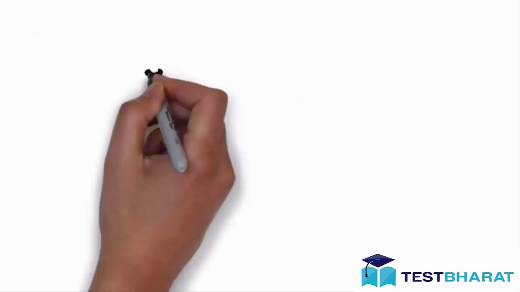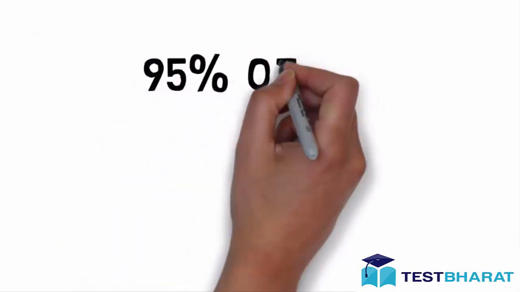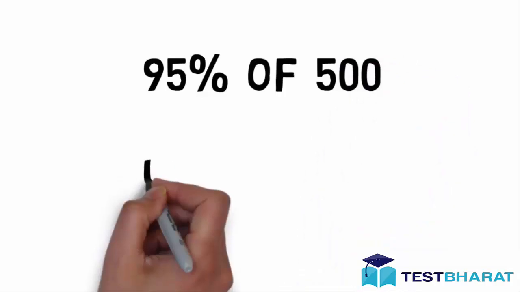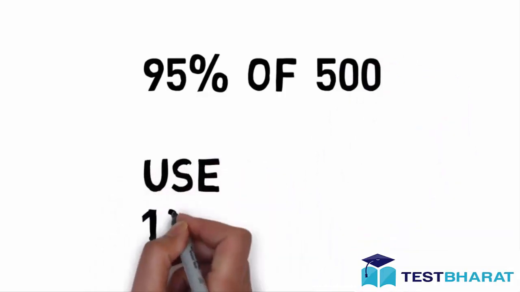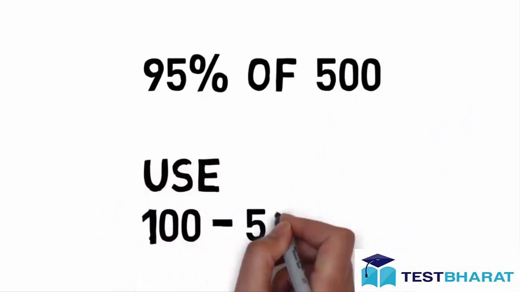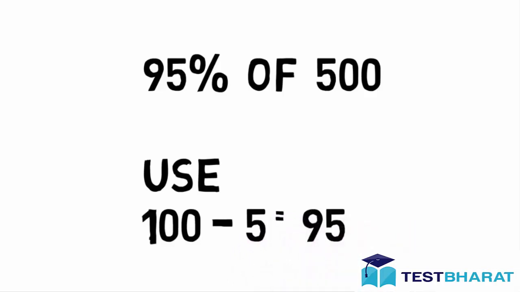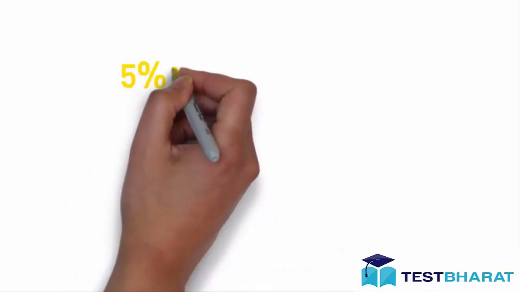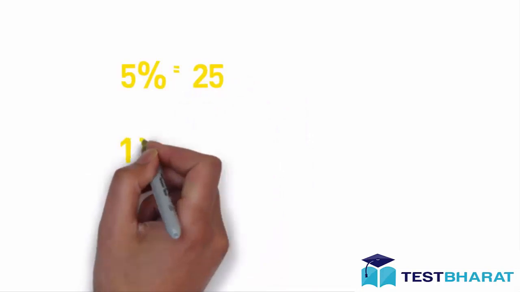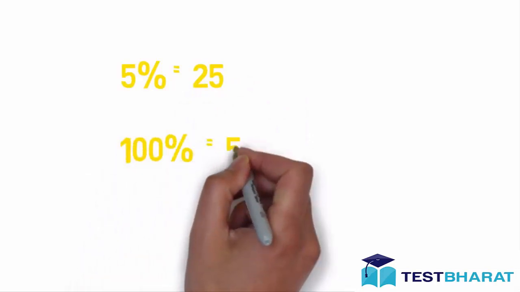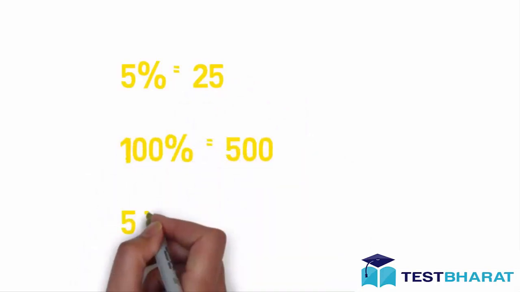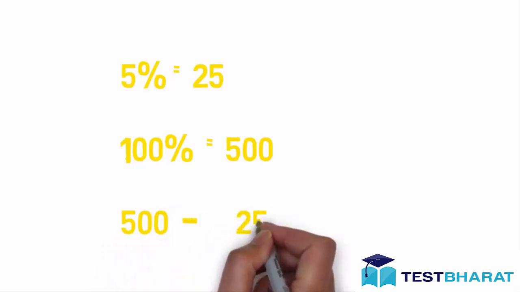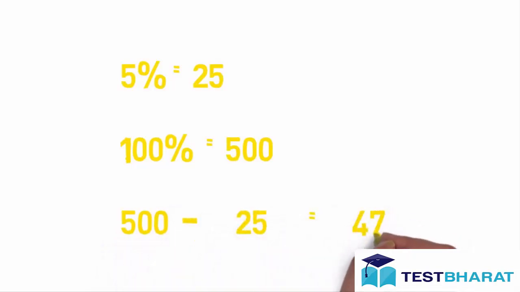Now do one more problem. Find out 95% of 500. Use 100 minus 5. You can calculate 5%, and now you can just subtract that 5% out of 100%. And 100%, you know, is the number itself. So 500 minus 25, 475 is 95%.